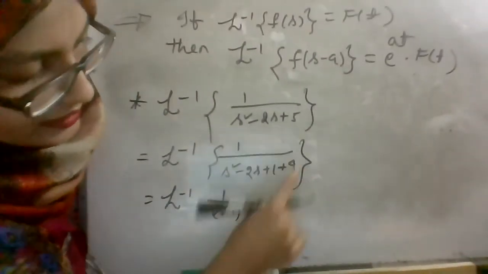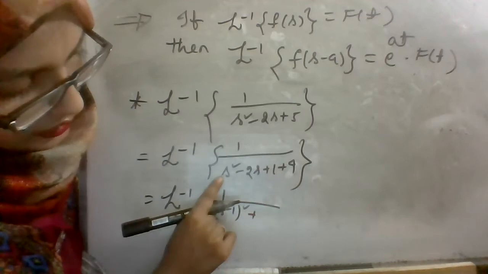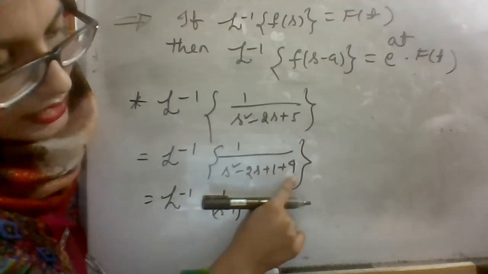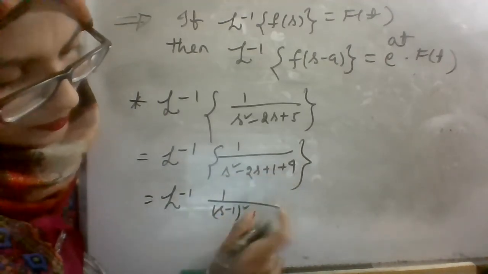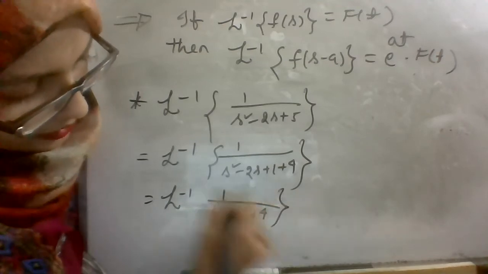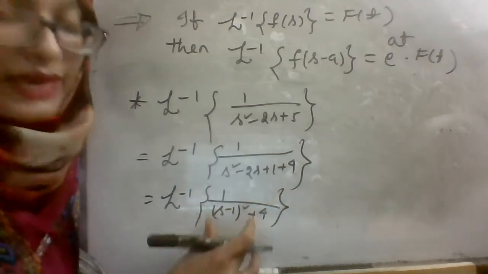We can write down 5 is equal to 1 plus 4. So it will be a square minus 2ab plus b square plus 4. So (a minus b) whole square plus 4. Okay. So from here, it is f of s minus a.